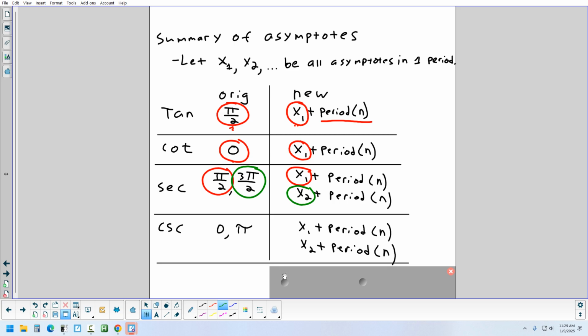Okay, so this at least gives you a chart. So now you have all the original asymptotes in one area. What I haven't shown you how to figure out yet is how do you figure out where the original asymptotes move to? Okay, that's what I'm going to show you right now. And luckily, it's the same steps no matter which trig function you're doing. To figure out where the asymptote moves to, it's the same for all of them. Does everybody have that table?